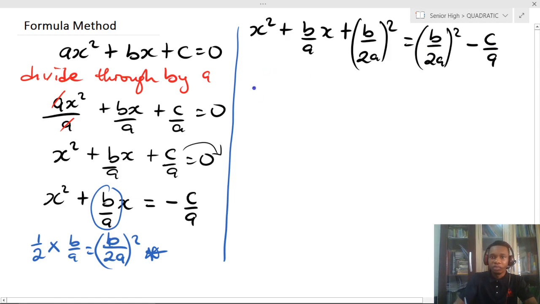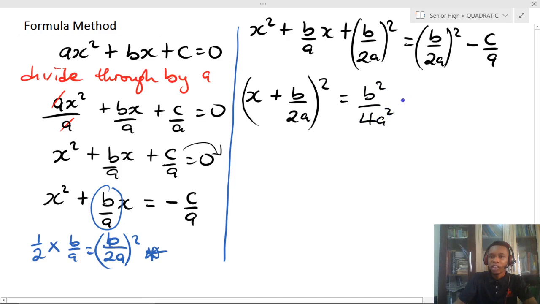So let's continue. Since we've done this, we can now form the perfect square using this particular one, right? So that will be x, and then bringing it here will be plus b over 2a raised to power 2 is equal to what's here? Now I can open this bracket to have b squared over 4a squared minus c over a, because here is b squared, here is 4, 2 raised to power 2 is 4, a raised to power 2 is a squared.